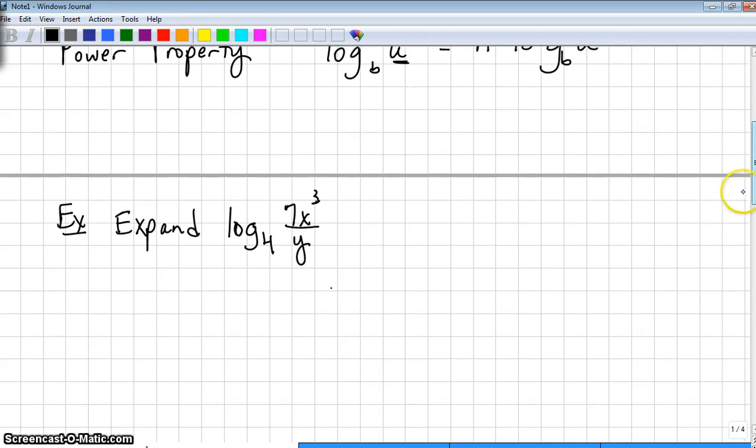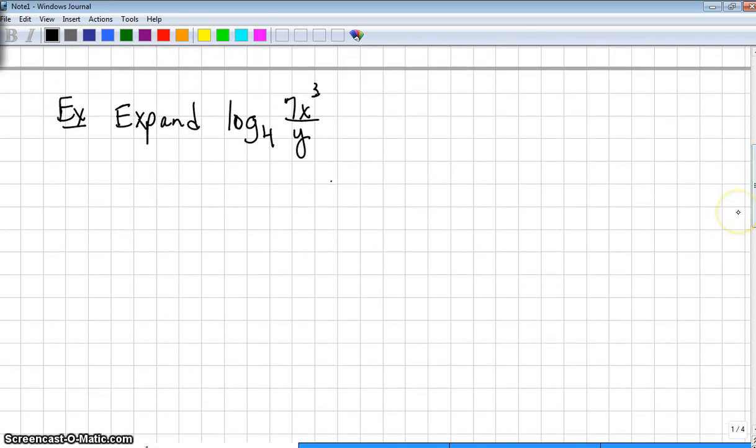All right, so we're going to look at two examples. One where we expand one logarithm into many logarithms using the properties. So we're going to start with, in what order do we use the properties? The order is quotient, and then product, and then power last.